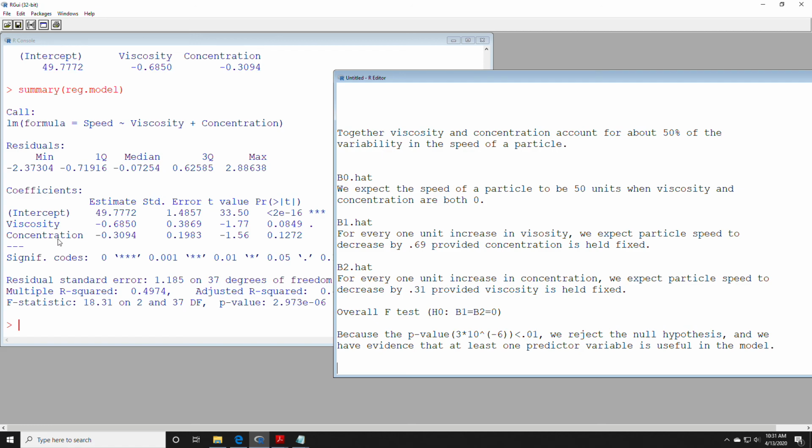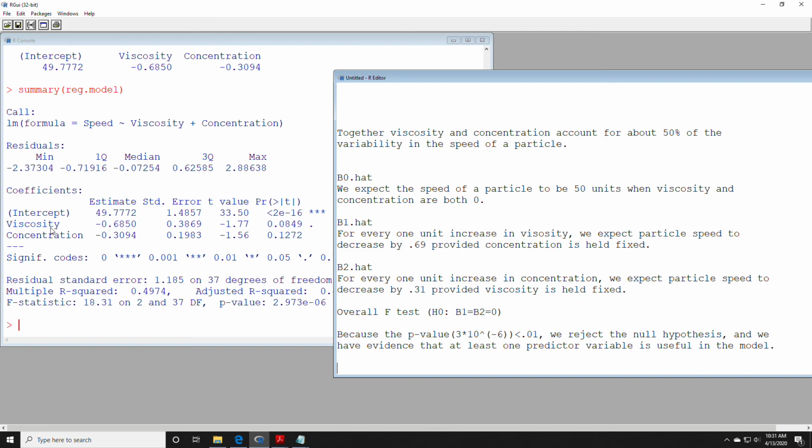It travels slower when there's a higher concentration. But both of these are just measuring the same thing. They're measuring how thick the liquid is, pretty much. So if you include viscosity in the model, then concentration doesn't tell you anything else. But if you include concentration in the model, viscosity doesn't tell you anything else. So one of the predictors kind of encompasses everything.